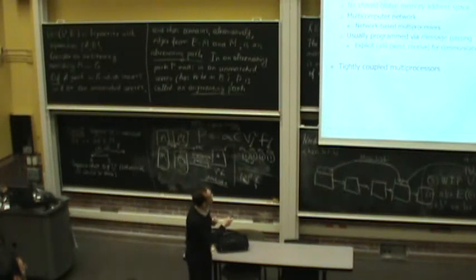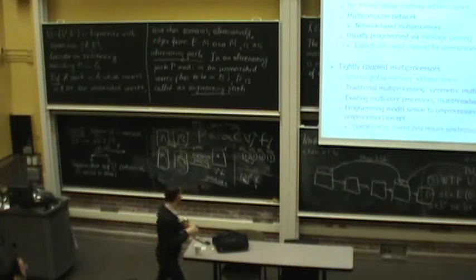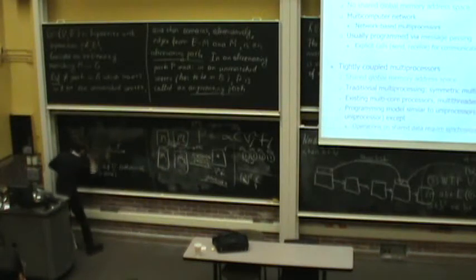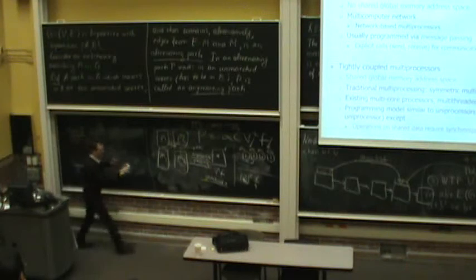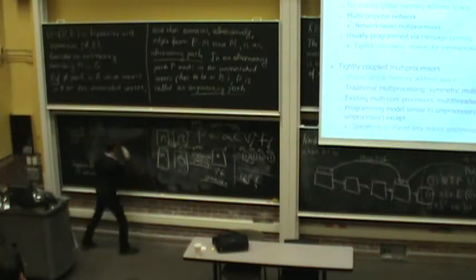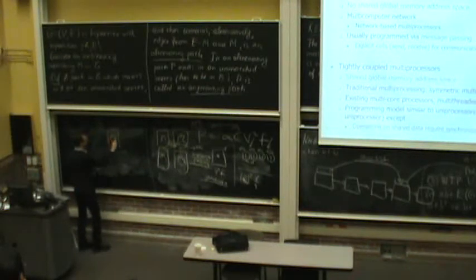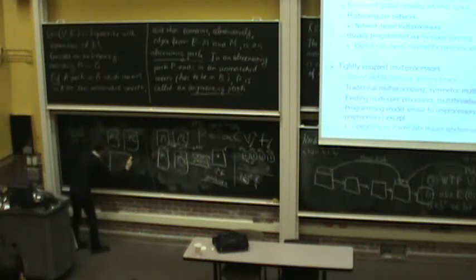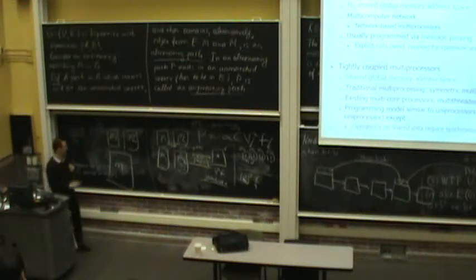So tightly coupled multiprocessors, the difference is they have a shared global memory address space. So instead of different memory address spaces, now this is a logical abstraction. There's no physical abstraction here. I'll just give you a logical abstraction. They both see the same memory. There is only a single memory.